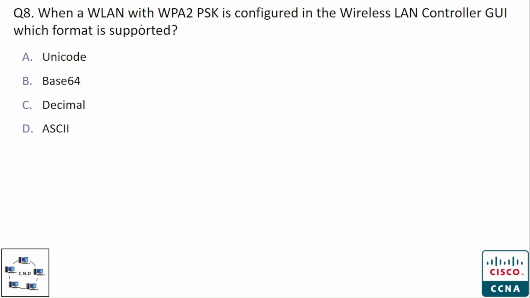Question number 8. When a wireless LAN with WPA2 PSK is configured in the wireless LAN controller GUI, what format is supported? And the options are option A Unicode, option B base 64, option C decimal, and option D ASCII. And the correct option is option D, ASCII format.